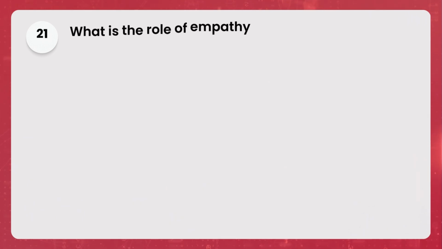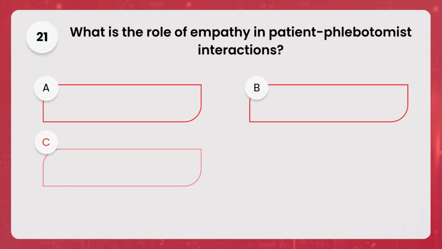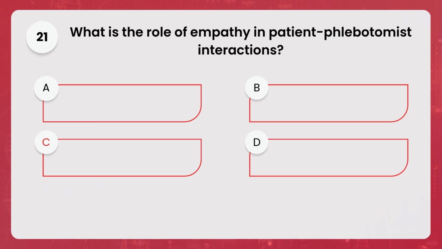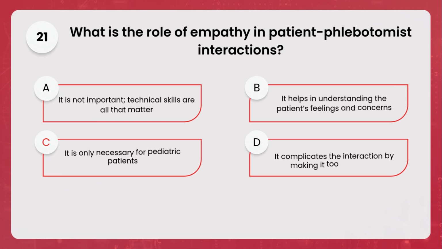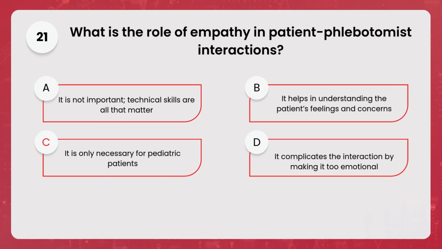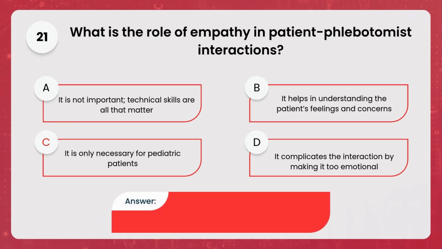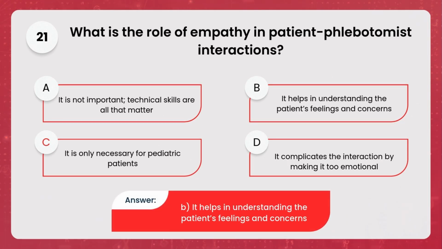Number 21. What is the role of empathy in patient-phlebotomist interactions? A. It is not important. Technical skills are all that matter. B. It helps in understanding the patient's feelings and concerns. C. It is only necessary for pediatric patients. And D. It complicates the interactions by making it too emotional. The answer is B. It helps in understanding the patient's feelings and concerns.